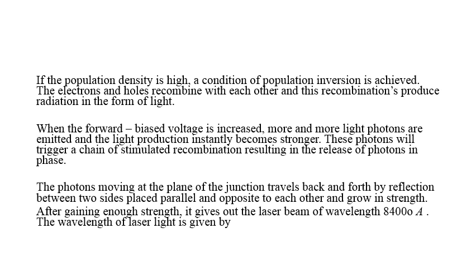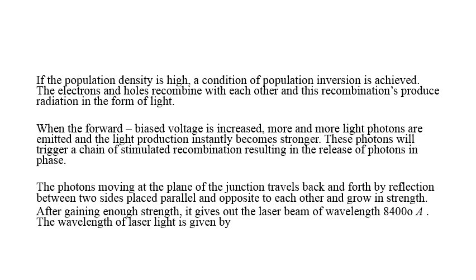As the population density is very high, with too many holes in the valence band and too many electrons in the conduction band, a condition of population inversion is achieved. The electron and hole combine with each other, and this recombination produces radiation in the form of light. When the forward bias is increased, more and more light photons are emitted and light production instantly becomes stronger. These photons trigger a chain of stimulated recombination, resulting in the release of photons in phase.